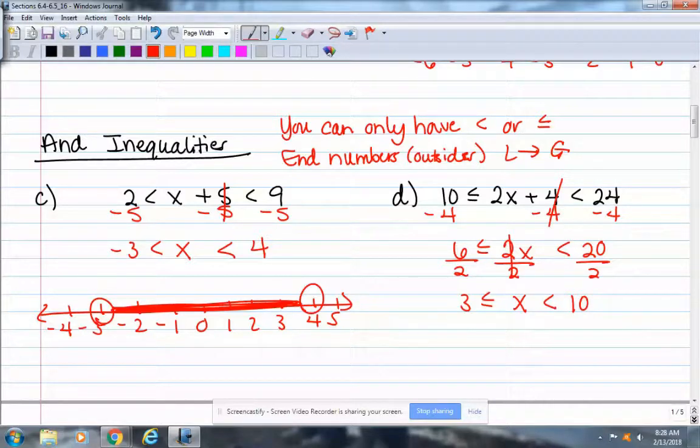All right, we're going to slap those on a number line. Got to go from 3 to 10 at least. I cannot evenly space my numbers out for anything.